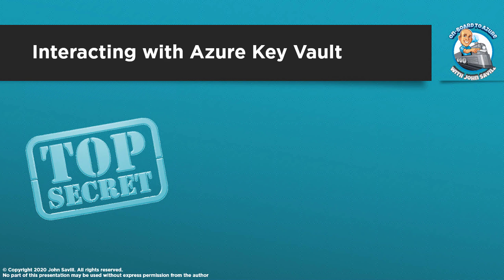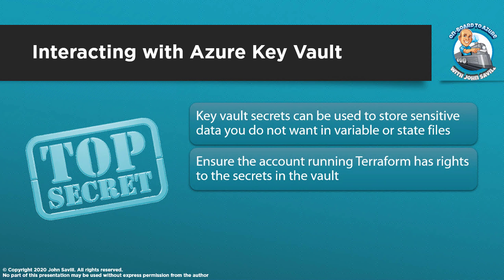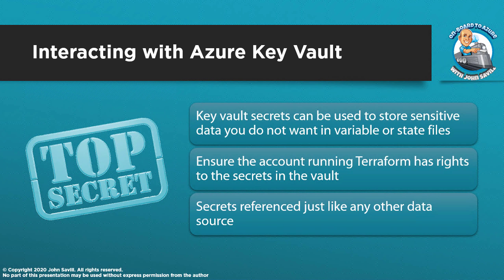Now, what about interacting with Key Vault? So Azure Key Vault, I can store keys and secrets, certificates. And I use a secret typically when I have some sensitive data. I don't want it in a variable. I don't want it in a Terraform file. I don't want it in my state file. Now you have to make sure the account that Terraform is running as, be it myself, be it as that managed identity, be it as a service principal, has rights to secrets in the vault. But then I just reference the secret like anything else.